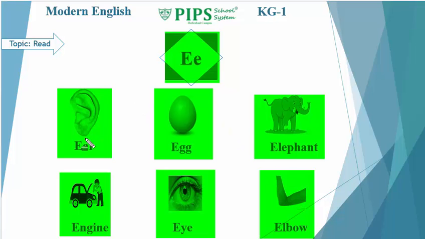A, ear. A, egg. A, elephant. A, engine. A, eye. A, elbow.